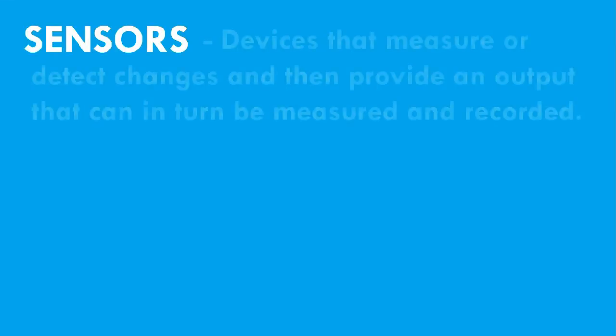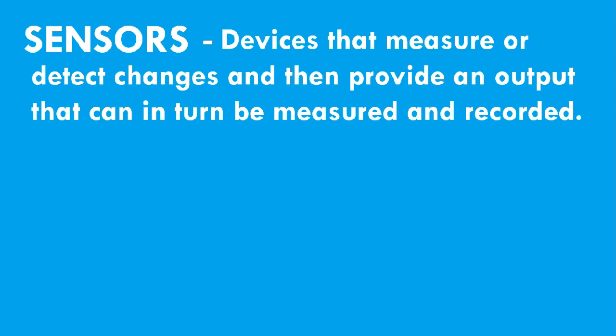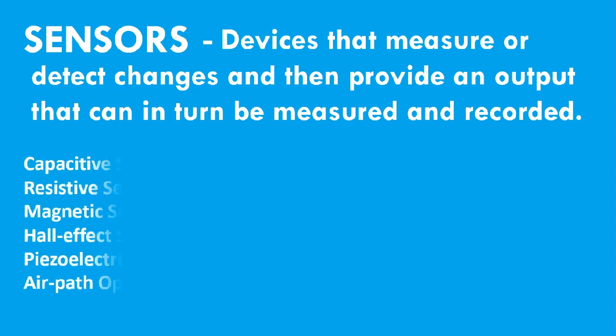Sensors are devices that measure or detect changes and then provide an output that can in turn be measured and recorded. There are numerous types of sensors. First, let's look at the capacitive.